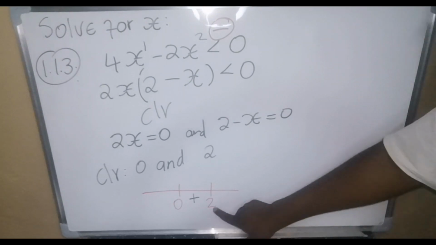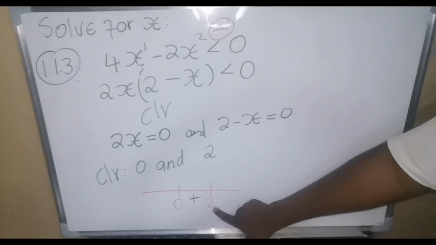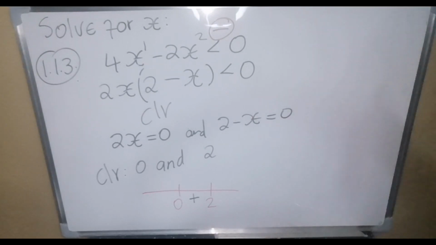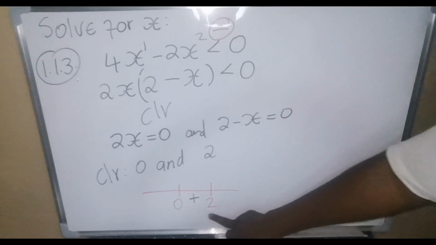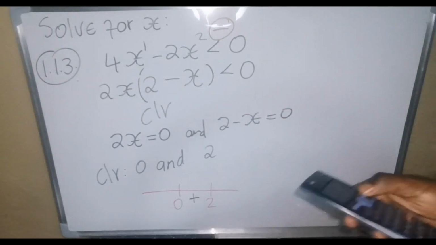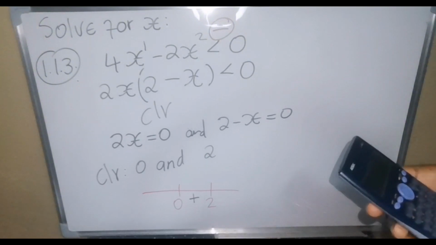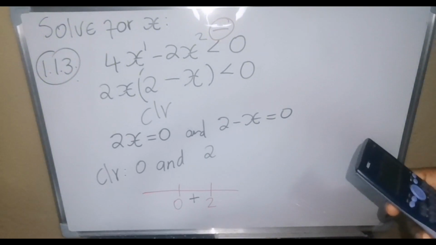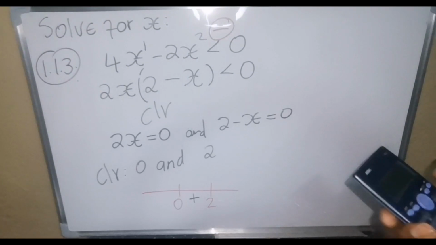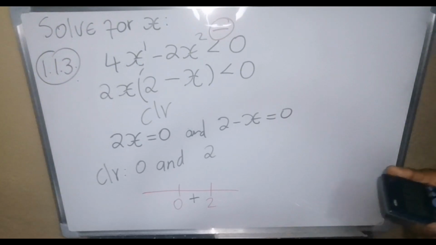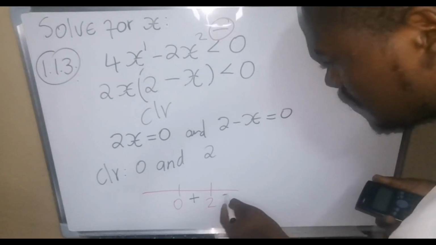Then when I put in values that are bigger than 2, I can use 3, 4, 5, 6, 7. Let me just put 3 where I see x. 4 times 3 minus 2 times 3 squared. The answer gives me negative 6. We just check the sign. The sign is negative there.